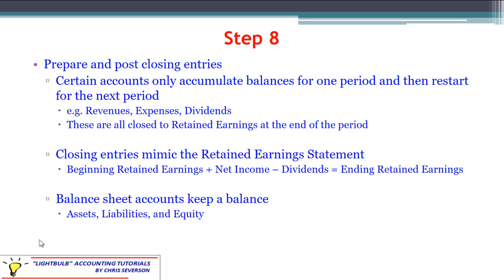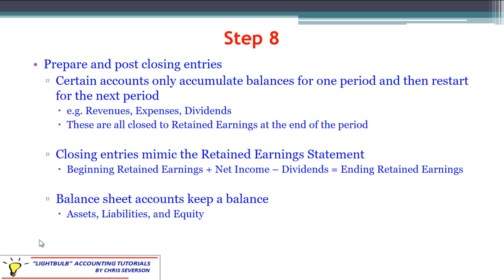So only certain accounts get closed. These are sometimes referred to as temporary accounts or nominal accounts. These include the revenues, expenses, and dividends. They're all closed out to retained earnings at the end of the period. Now we have a separate module that goes through closing in more detail, but at the end, the balances of revenues, expenses, and dividends move to retained earnings.